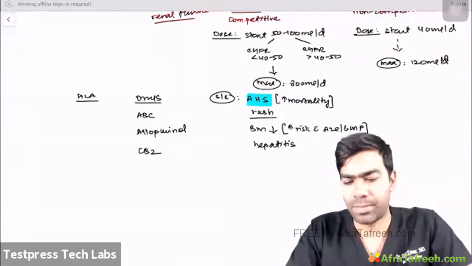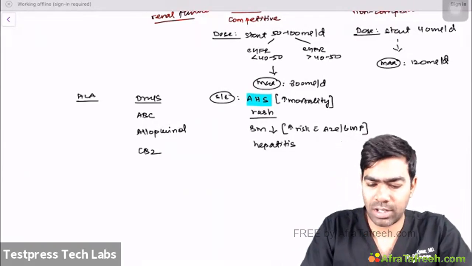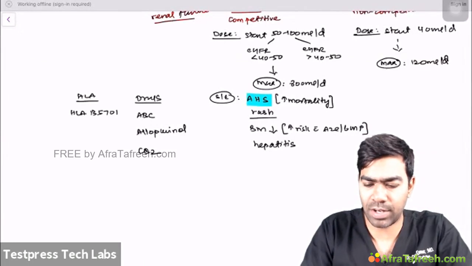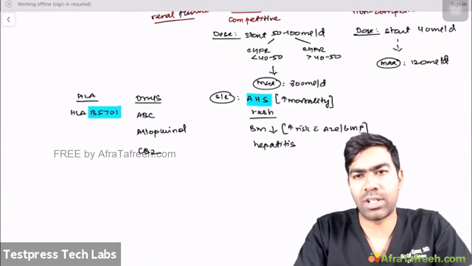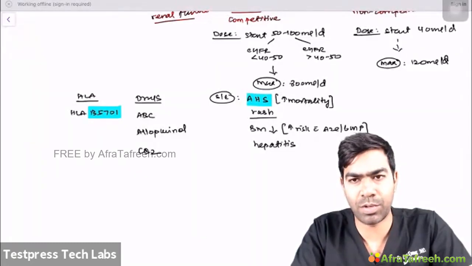So what is the HLA association as far as abacavir is concerned? You have HLA B5701. This is commercially available to test. Very, very important. Without testing, we don't give abacavir nowadays, because abacavir can result in fatal hypersensitivity if the patient is HLA B5701 positive.